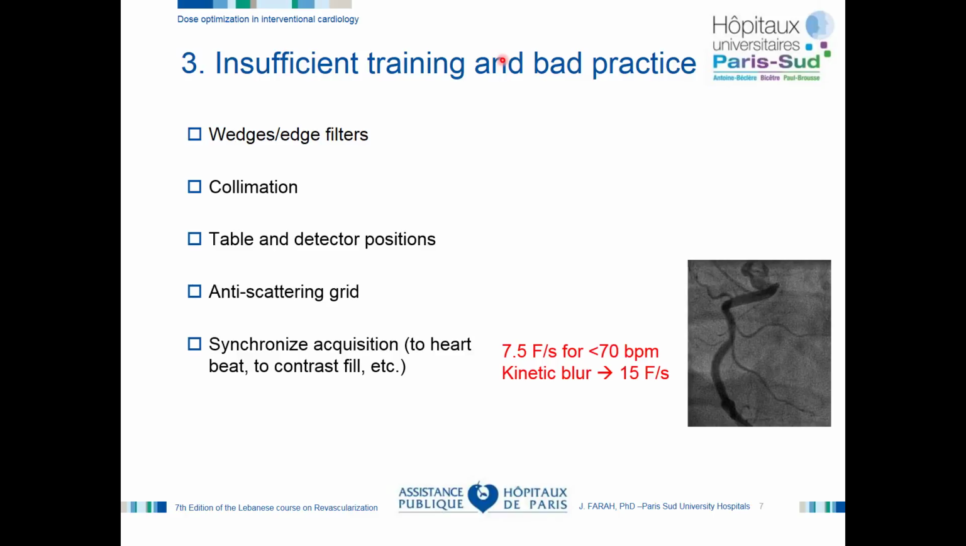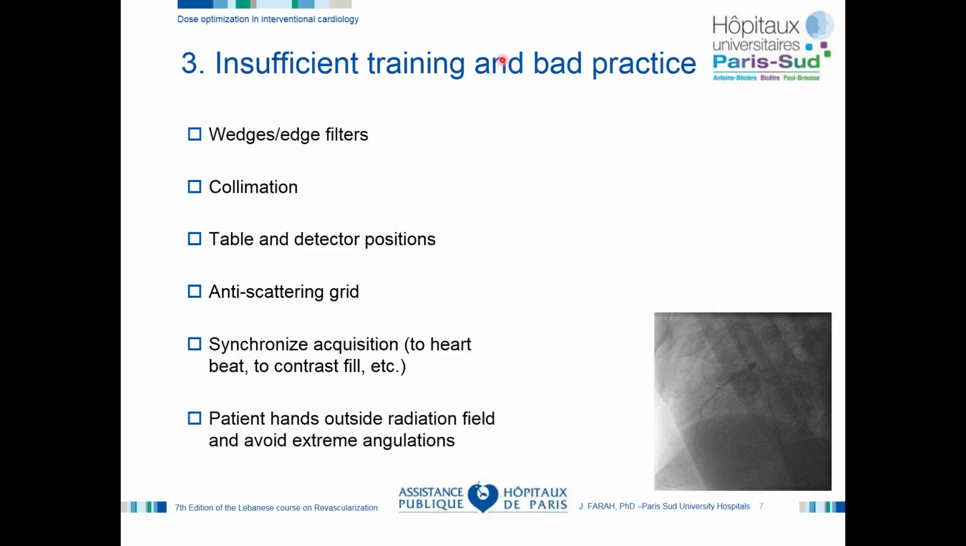And one last parameter, which is also very important, is the patient setting. Put the patient's hands outside the radiation field. It reduces the patient equivalent thickness as seen by the detector, so it really reduces the dose by 20 and even up to 50% sometimes, depending on the angulation. And also avoid extreme angulation, which also decreases the dose.